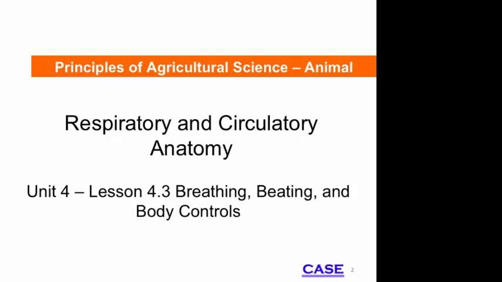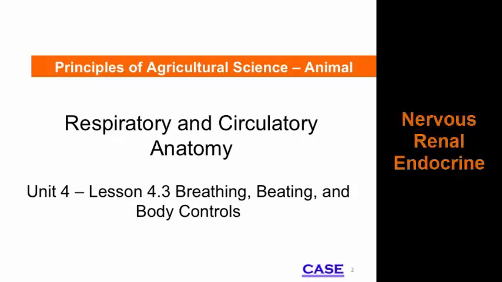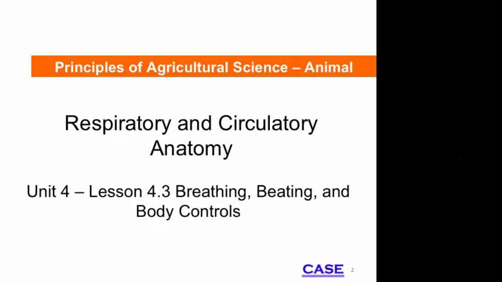This video is intended to help you acquire additional or correct information about the respiratory and circulatory systems, which are closely related. Other body systems that are tied to these systems are the nervous, renal, and endocrine systems. As you view this video, make notes of important information on your student worksheet.